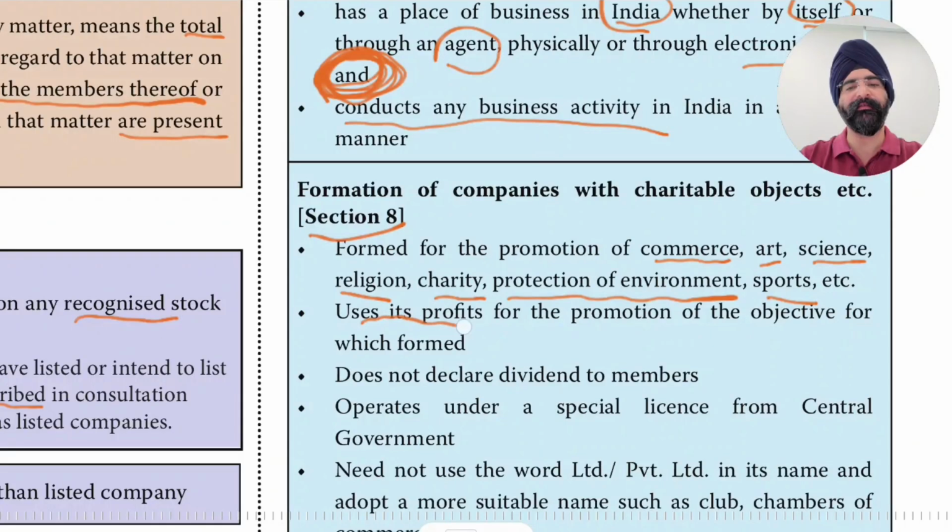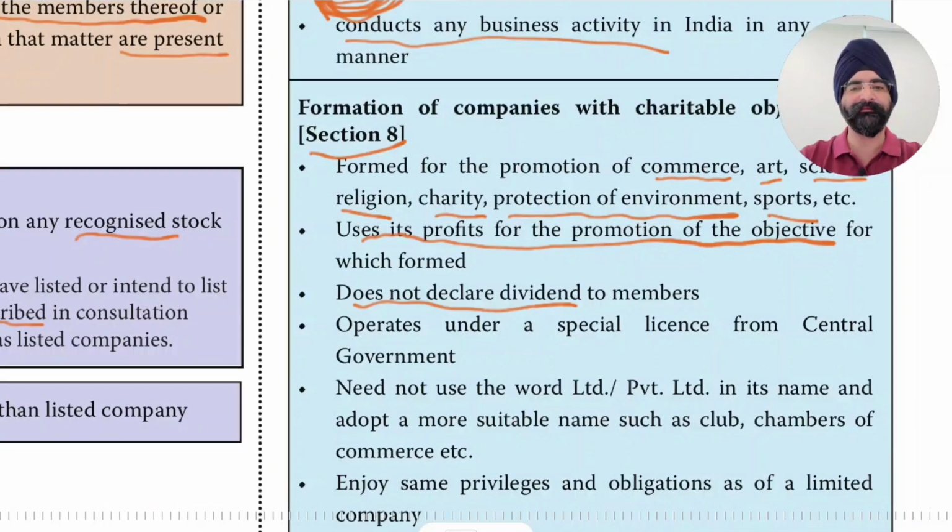It uses its profits for the promotion of the object for which it is formed. It does not declare dividend to its members. Dividend is declared out of profits. When it is not a for-profit company, then how can it declare dividend?